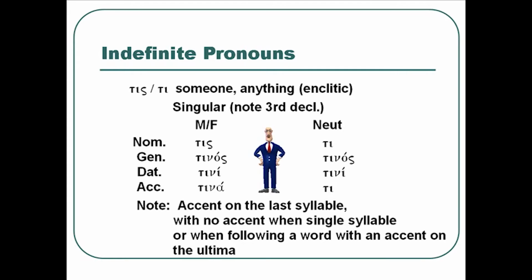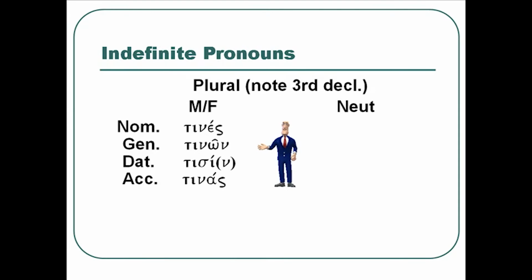There's a reason why I'm making a big deal over the accent and the lack of the accent and the placement on the ultima, because there's going to be another form when we get to the interrogatives that's going to be exactly the same form that's going to place the accent differently, and that's going to be the only difference. So indefinite pronoun, no accent on the tis, ti, or if it is accented, it's on the ultima. Now the indefinite pronouns, the plural forms, are the nominative masculine feminine, tines, tinon, tisi, and tinas.